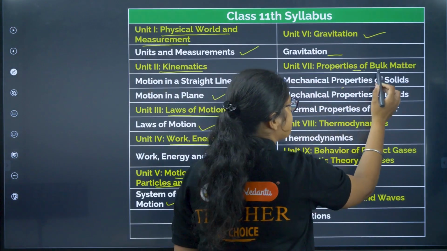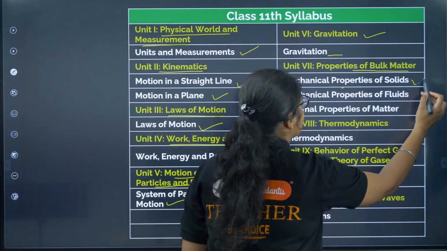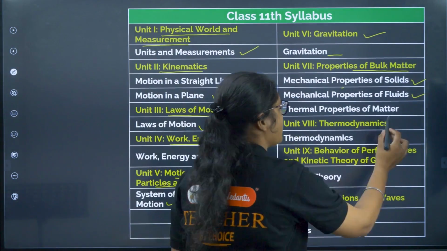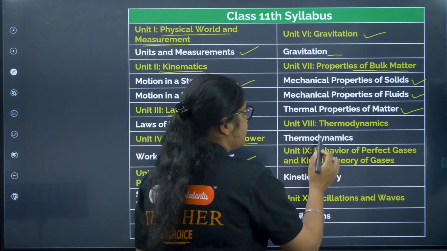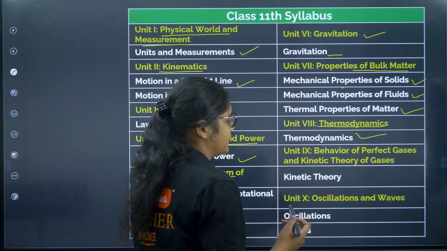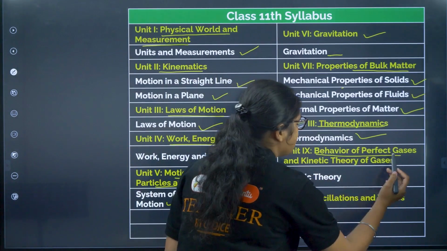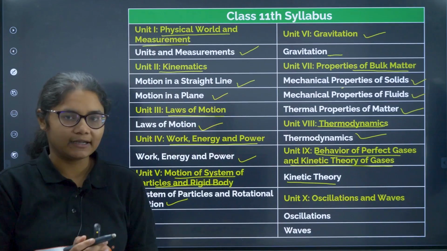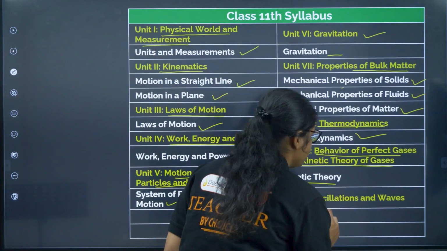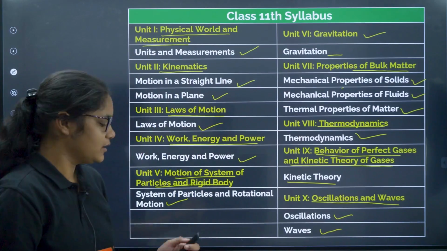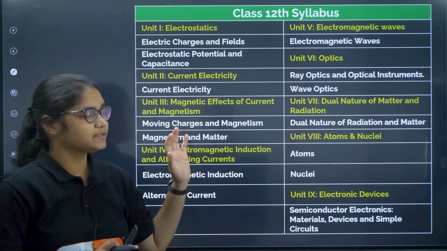Then Unit 7, properties of bulk matter, you have mechanical properties of solids, mechanical properties of fluids, and then thermal properties of matter. Then in Unit 8, that is thermodynamics, you have the chapter thermodynamics. Then in Unit 9, behavior of perfect gases and kinetic theory of gases, you have the chapter kinetic theory. Then in the 10th unit, that is oscillations and waves, you have the oscillations and waves chapter. Now coming to the 12th syllabus here.